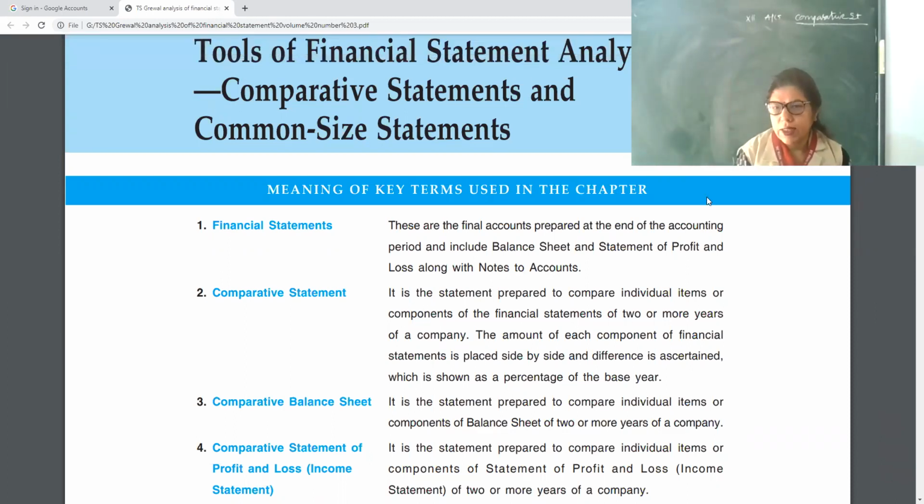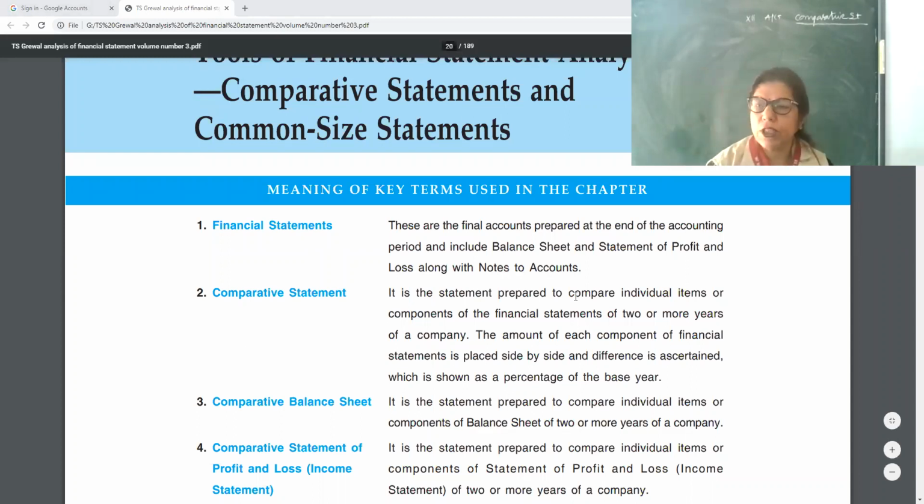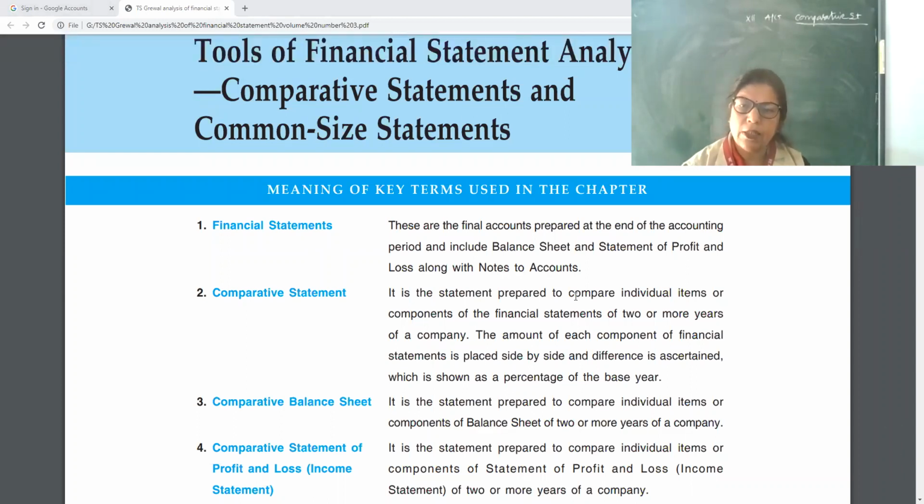Key terms used in this chapter. See, I told you there will be some part of theory also. So note down. First, financial statements. What are the financial statements? Final accounts, which are prepared at the end of the accounting period, and it includes balance sheet, statement of profit and loss, along with notes to accounts. So, children, note down the key terms used in this chapter. This is chapter number 4.